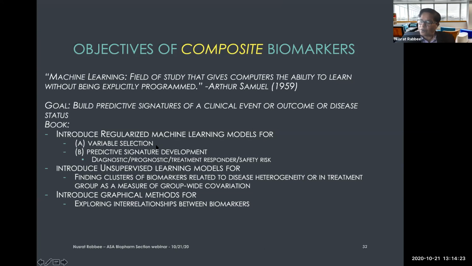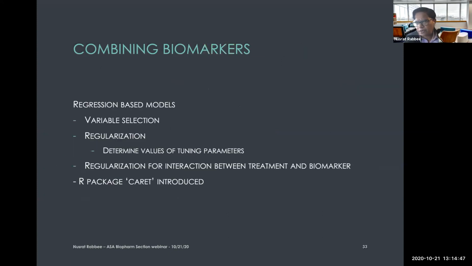So I introduced regularized machine learning. I first start out, let me just see here. Okay, I've talked about regularized machine learning and then unsupervised and then graphical models. Remember, I told you I'd come back to graphical models. So let's talk first about regression-based methods. I start out with best subset selection, which most of you know: forward, backward, best subset. I also introduce the modern ways of cross-validation.